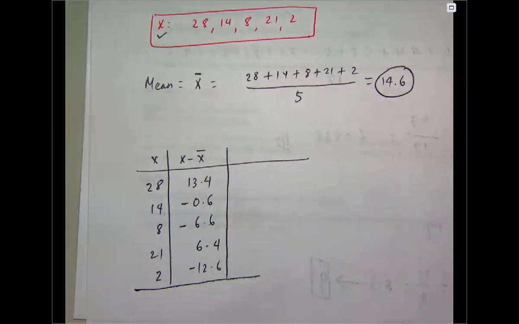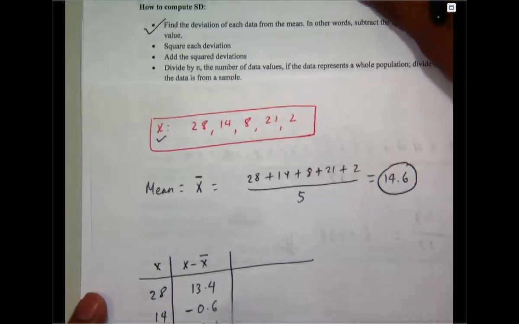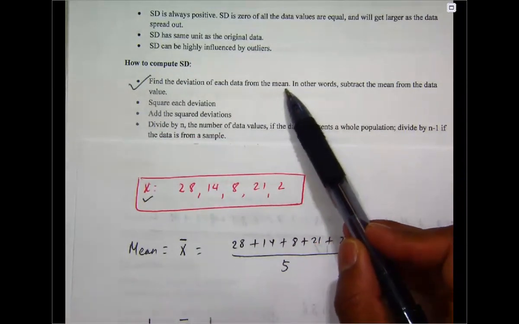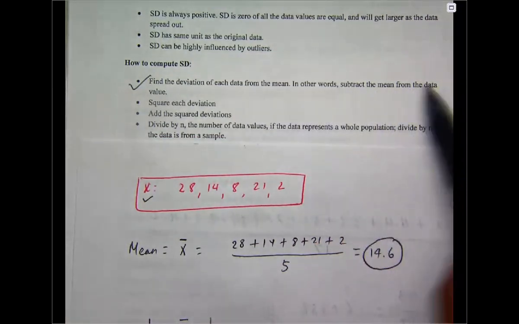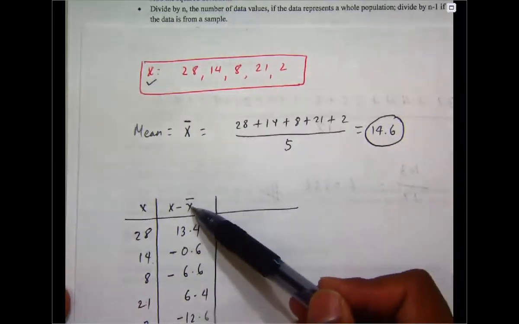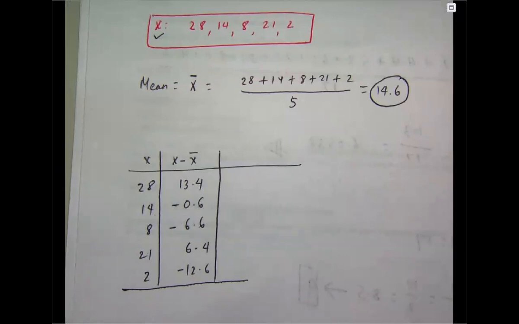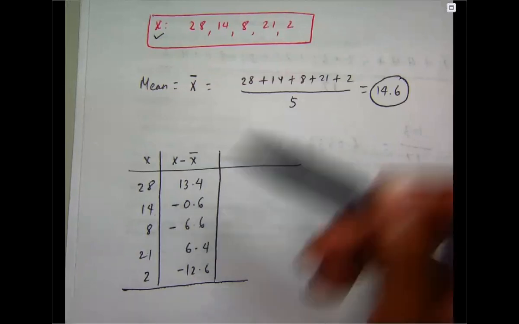the lower, but it doesn't matter because you're not trying to find the median. Make sense? So that is our step 1. Find the deviation of each data from the mean. In other words, subtract the mean from the data. That's what we did. Are you with me? Okay. What is the next step?